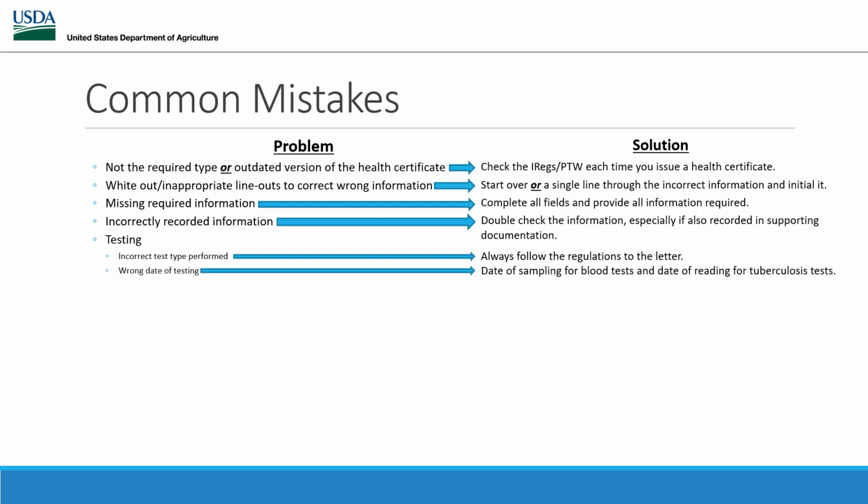Additionally, if the health certificate requires you to record the date of testing, always remember that for blood tests, the date of testing is the date of sampling, not the date the result was made available. For tuberculosis testing, the date of testing is the date of reading, not the date of injection. And if the test is still pending at the time you need to issue the health certificate, do not issue the health certificate without first speaking to your USDA endorsement office.